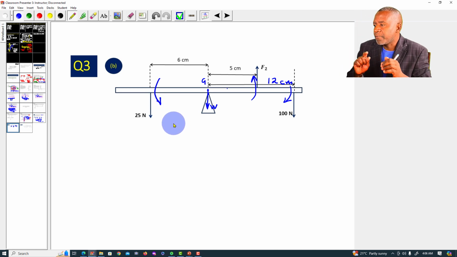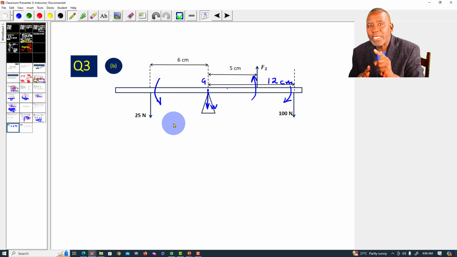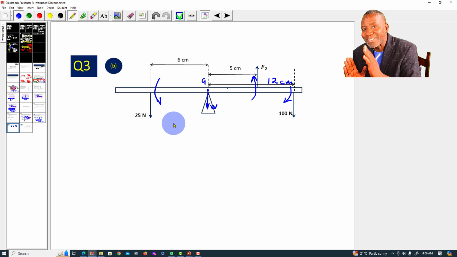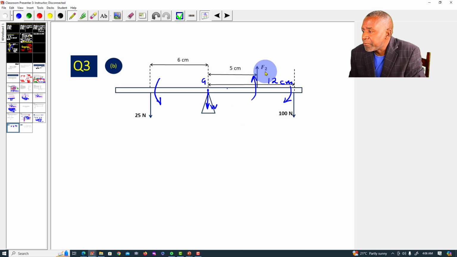Notice that forces do not have to be on the same side of the turning point to turn the system in the same direction. It's not necessary for the forces to be on the same side of the pivot for them to turn the system in the same direction. And we have seen it in this example. Look at F2. F2 is on the same side as the 100 Newton force. But while the 100 Newton force turns this bar clockwise about this point, the force F2 turns it anti-clockwise.